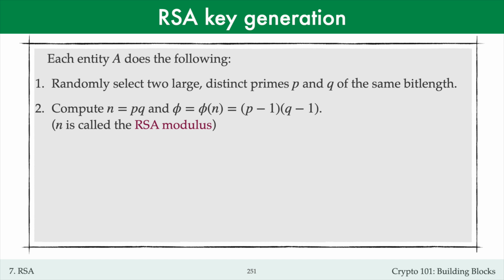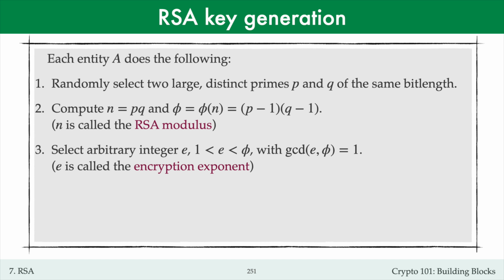Alice then computes the product n of p and q, and the number phi, which is defined to be p minus 1 times q minus 1. Phi is the Euler phi function of n. Alice then selects an arbitrary integer e between 1 and phi, and coprime with phi. She can do this by selecting arbitrary numbers e and verifying that e and phi are coprime using the Euclidean algorithm.